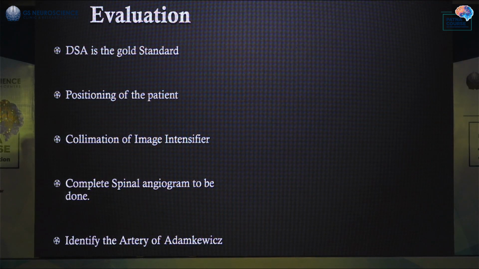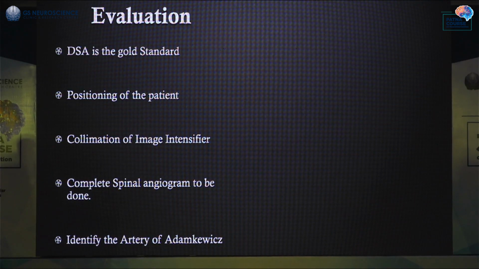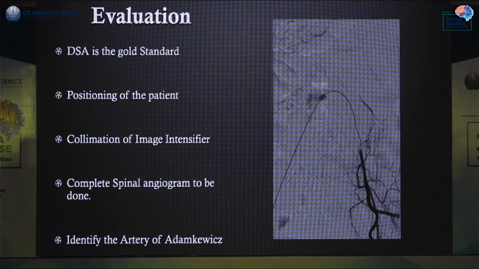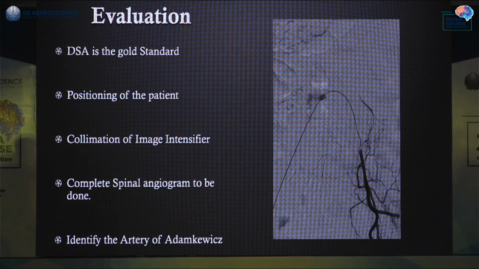For evaluation, one has to be very clear, and you need to do a complete angiogram. Obviously, DSA is the gold standard test. Positioning the patient is very important for spinal angiogram, especially for people who use biplane cath labs. You need to position the patient in such a way that you are able to use both planes to acquire better images. For example, you can position with the arm behind the head, or mostly I position with the arms raised up with radiolucent stuffing under the elbow, so that the arm is not on the spinal cord, it is raised up.